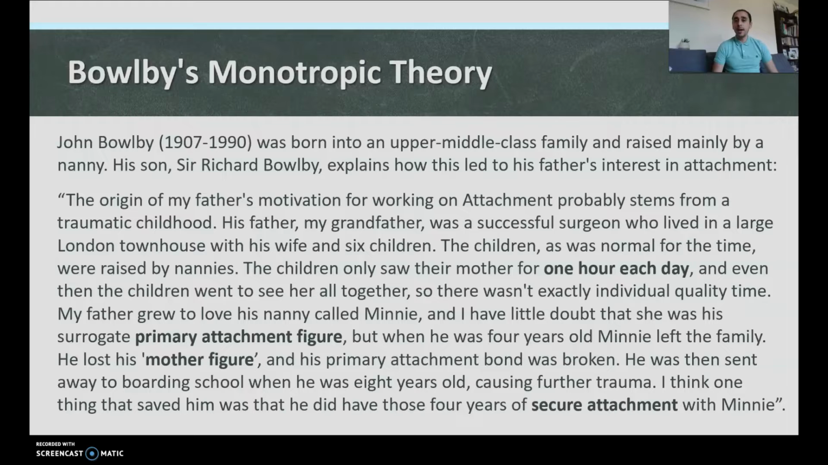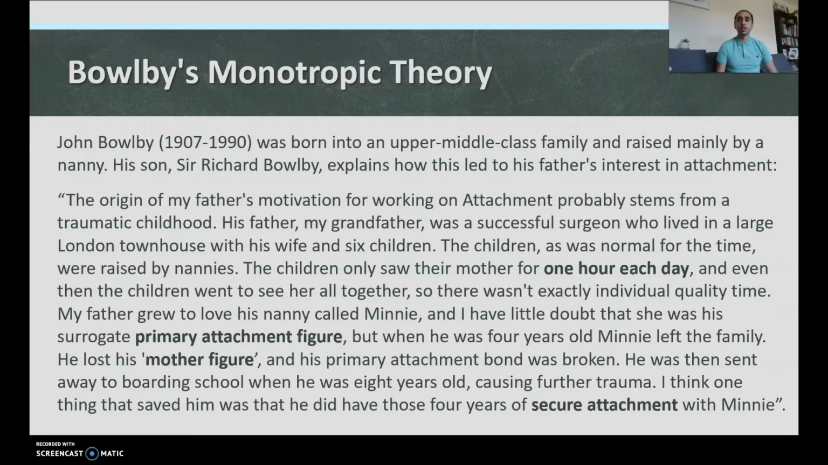He was then sent away to boarding school when he was 8 years old, causing further trauma. I think one thing that saved him was that he did have those 4 years of secure attachment with Minnie. So, it gives you a little bit of background of Bowlby, and a little bit of background about his upbringing.